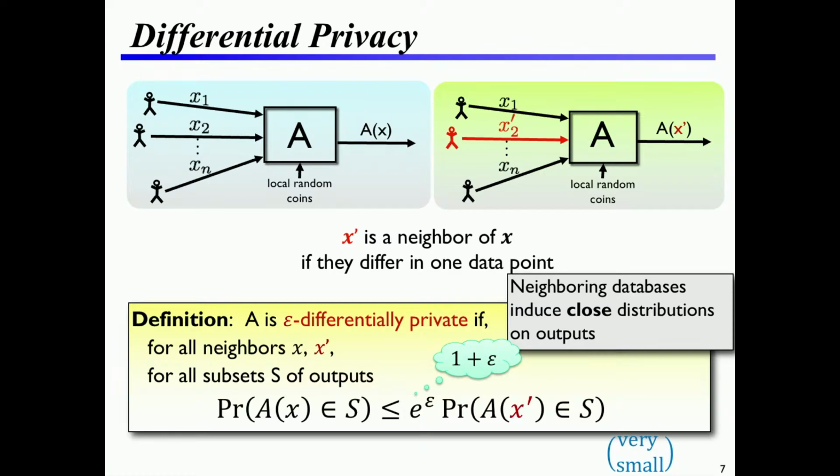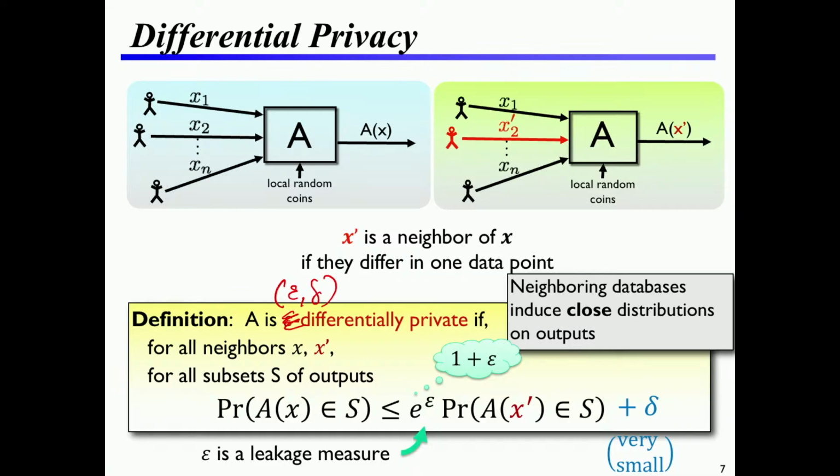For various reasons, we often need to give ourselves some slack in this definition. So we'll think of this epsilon as like a leakage measure. It's a measure of how much we're revealing about individual records. For various reasons, we'll often need to add an extra additive term, which we'll use the letter delta for. So this now becomes epsilon-delta differentially private.